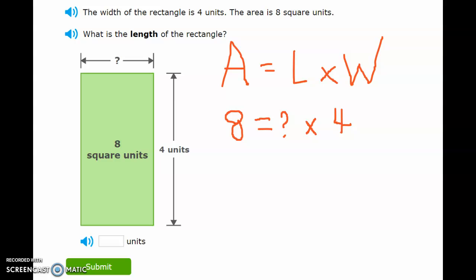8 equals something times 4. Well, we know multiplication. We know that we can look at 4 times something. What does that equal? Well, 4 times something to equal 8 is 2. Oh, that's a very big 2. Let me redo that. 2 times 4 equals 8. So I know the missing piece of this shape is actually 2. And that's what you're going to be asked to find out.